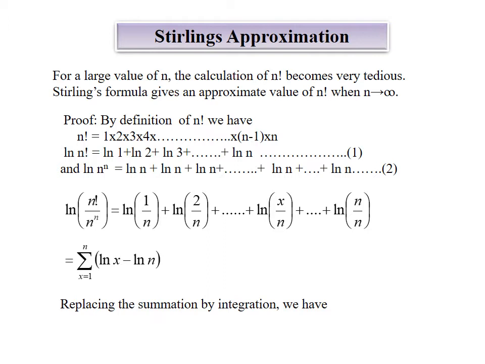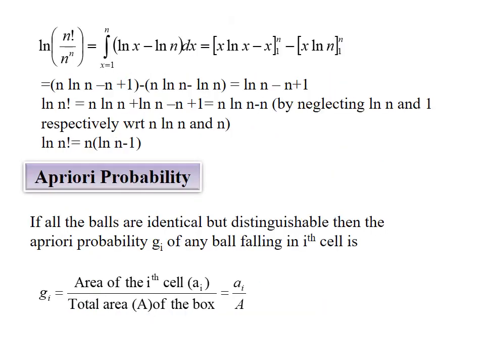If we divide the expressions, ln n factorial divided by n to the power of n can be written as ln 1 divided by n plus ln 2 divided by n plus ln 3 divided by n up to ln n divided by n. If we take a summation for this, where x runs from 1 to n, it is ln x minus ln n. Replacing the summation by an integration, ln n factorial divided by n to the power of n can be written as the integral, x from 1 to n, of ln x minus ln n dx.